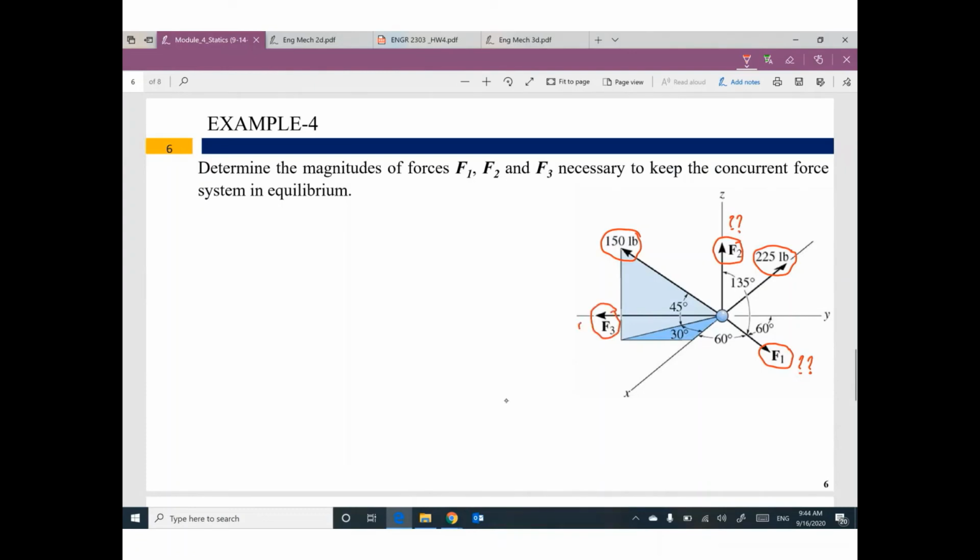So my question is, how many forces do you have here? We have 5 forces. 2 of them are not labeled. I can label them F4 and F5. What is the problem? No problem. We have 5 forces. These forces intersect at this point.